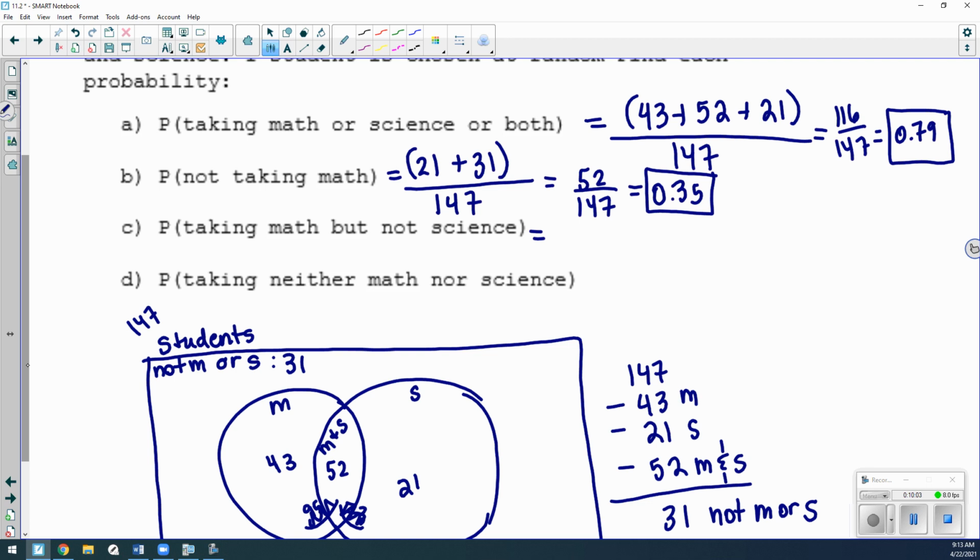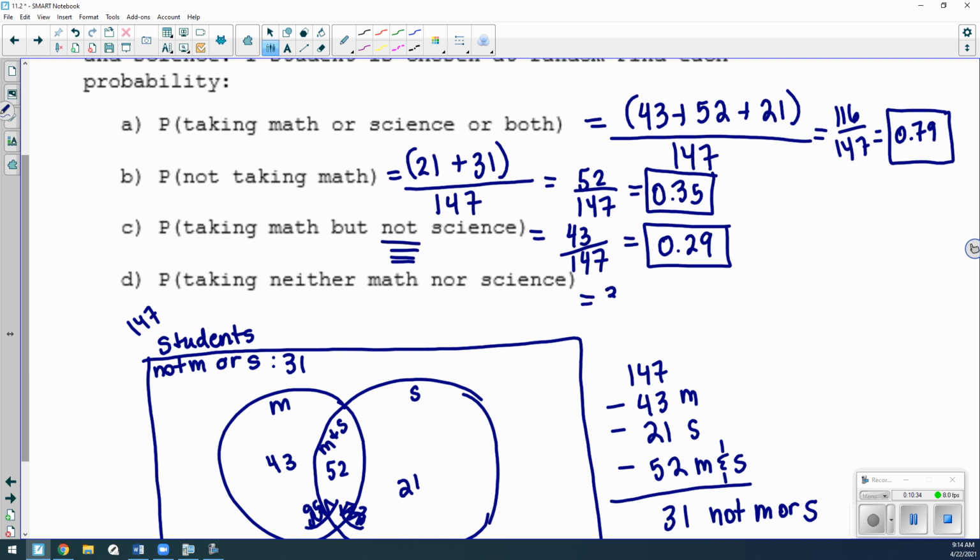So now let's talk about part C, taking math but not science. Oh, my favorite students, taking math but not science. So there are 43 that are taking just math. There are 52 that are taking math and science, but remember, we're looking for not science. So that's going to be 43 out of 147, 0.29.